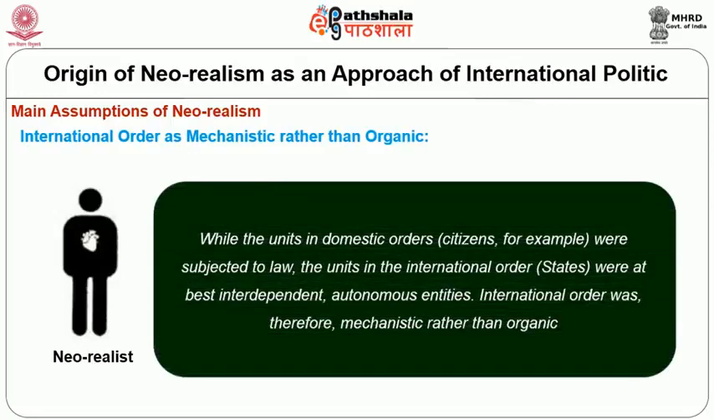Thirdly, international order is mechanistic rather than organic. Neorealists assume that while the units in domestic orders were subjected to law, the units in international order, that is states, were at best interdependent autonomous entities. International order was thus mechanistic rather than organic.